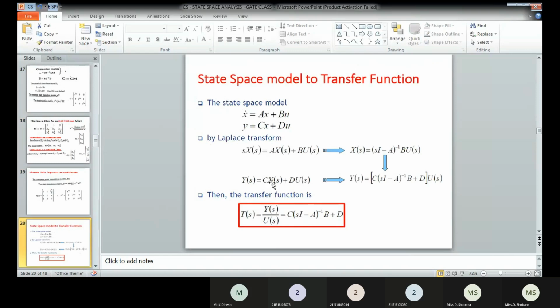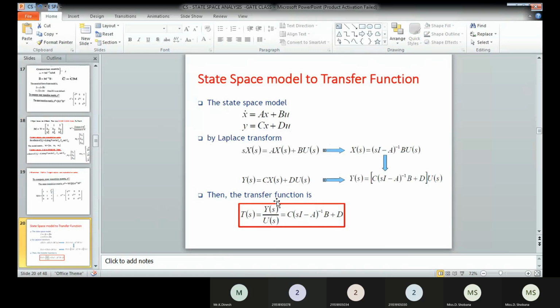X of s and Y of s. In the Y of s, mostly D will be 0, but you can consider it also. So in the U of s, you can substitute this value instead of X of s, and you can get the transfer function. On both the right hand side, you have the U of s. Take it commonly outside and bring it to the denominator.